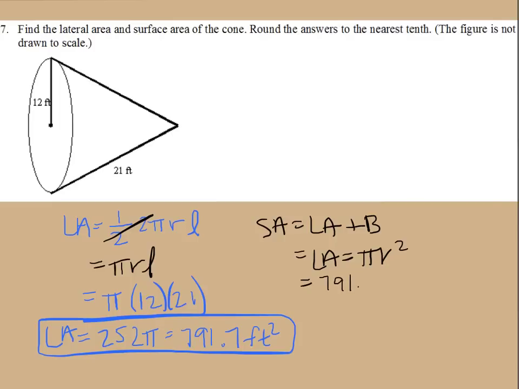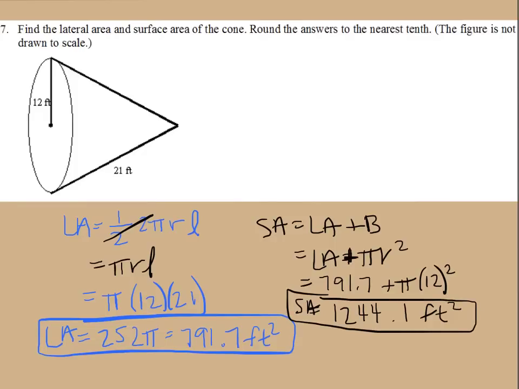791.7. Oops, that should be a plus sign there. Plus pi, my radius we said was 12 squared. Put all that in my calculator, and I get 1,244.1 when I round. Feet squared is my surface area. So I found my lateral area and my surface area, and I rounded to the nearest tenth.